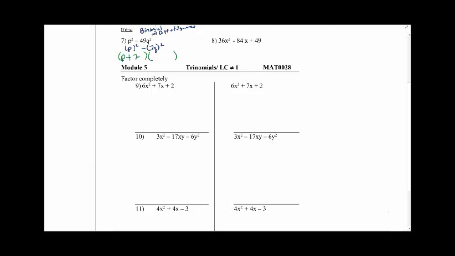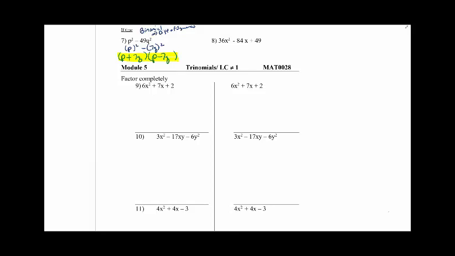So p plus 7q, p minus 7q. Doesn't matter the order that you write them in. You can write one with a plus and one with a minus. Again, you can FOIL it out to check it. This is one of the easiest ones on your test. Please make sure you know your difference of squares.